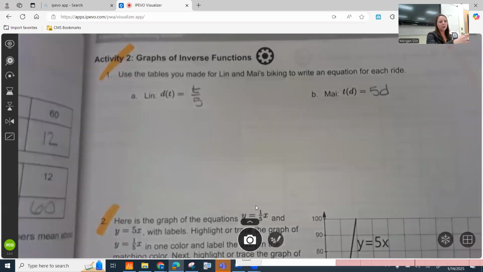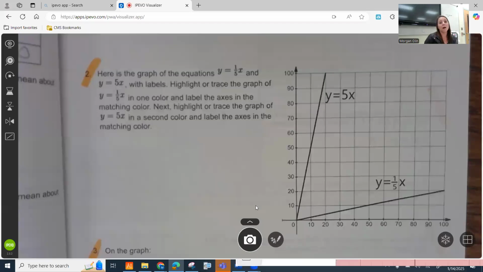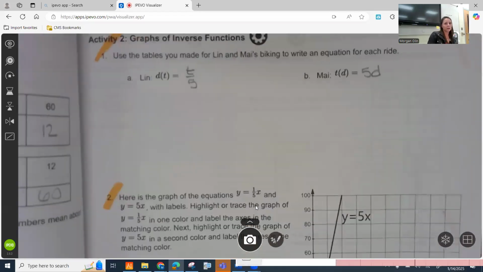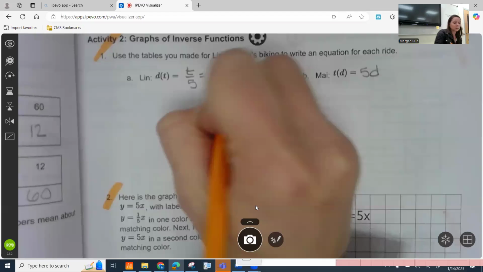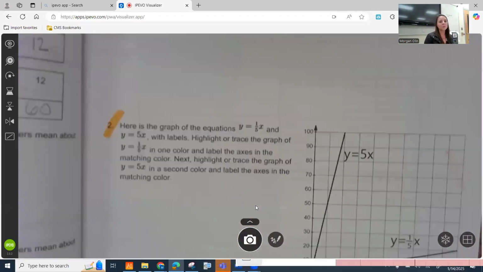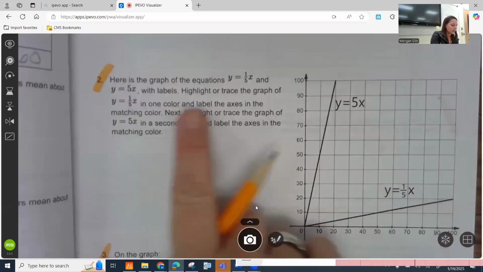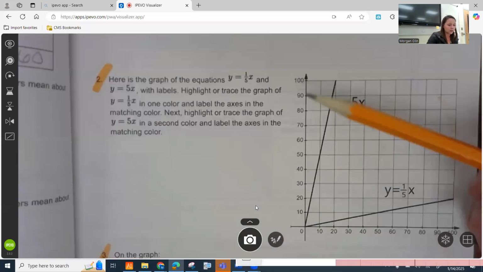All right. Now, here we go. Let's look at this one right here. Here's the graph of our equations that we wrote, but this time, instead of having t and d in here, they have x and y. So y equals 1/5 x, and please realize this one up here, not only is this t divided by 5, you can write it as 1/5 t, okay? And that's what they have done here. And then we got 5x, okay? Highlight or trace the graph of 1/5 x in one color.